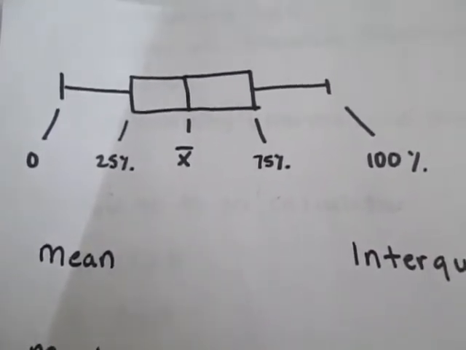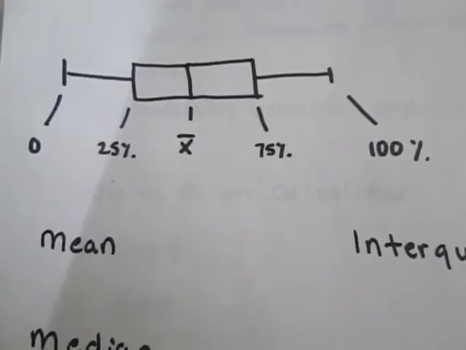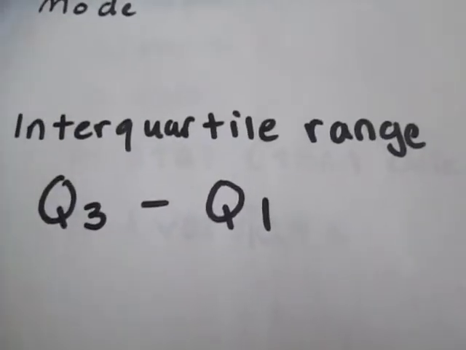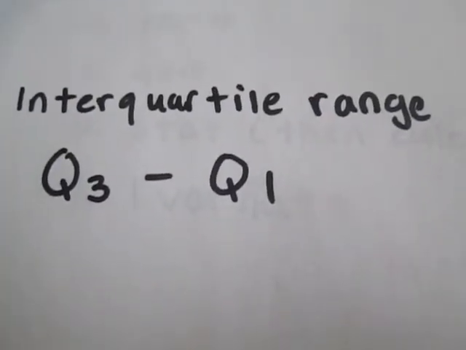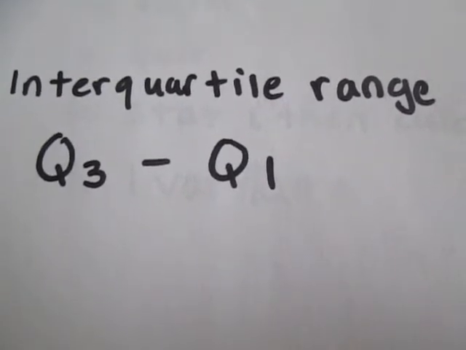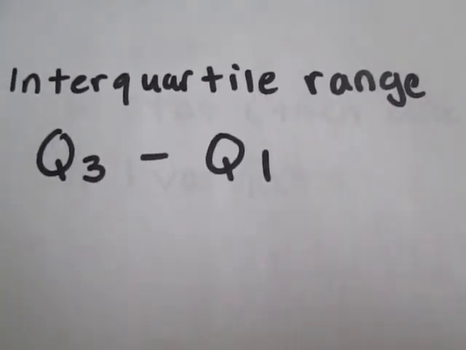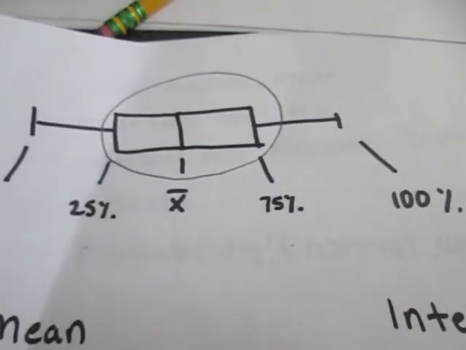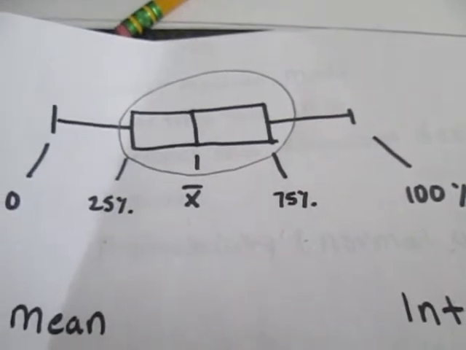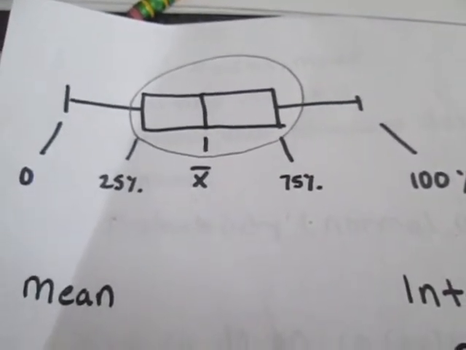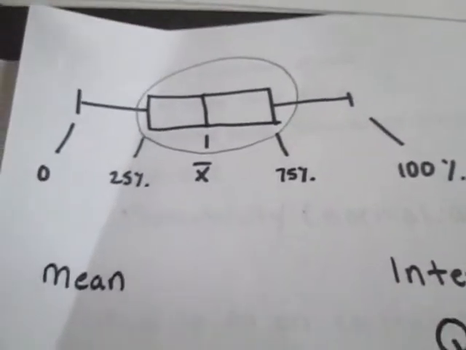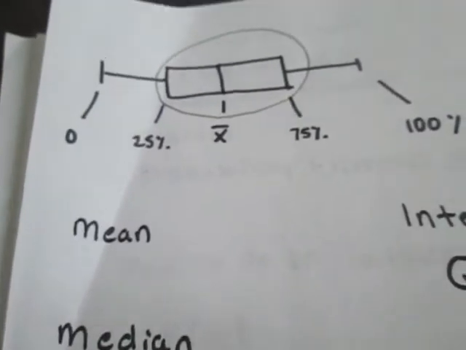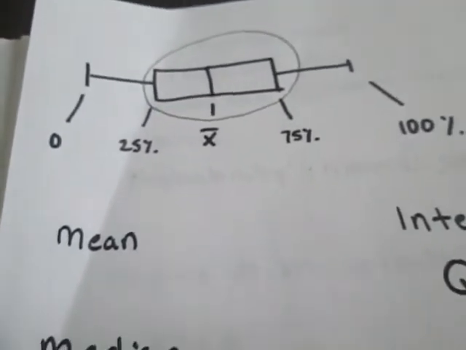Now, how does this help us determine other things? Let's talk about the interquartile range. Going with what I talked about before, the interquartile range is basically the quarter 3 value minus the quarter 1 value. So if you look at this graph, the quarter 3 value would be the 75% and the quarter 1 value would be 25%. Doing that gives you the middle 50% of the values. This would be the interquartile range, where 50% of the population falls.